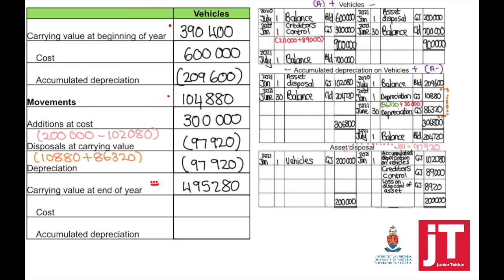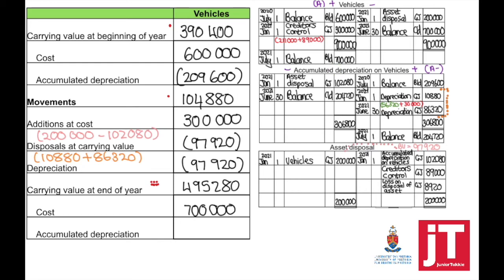To get my cost at the end, take the cost in the beginning plus additions minus the cost on the asset which we disposed of equals the cost at the end, which is exactly the same as the balance in the general ledger.